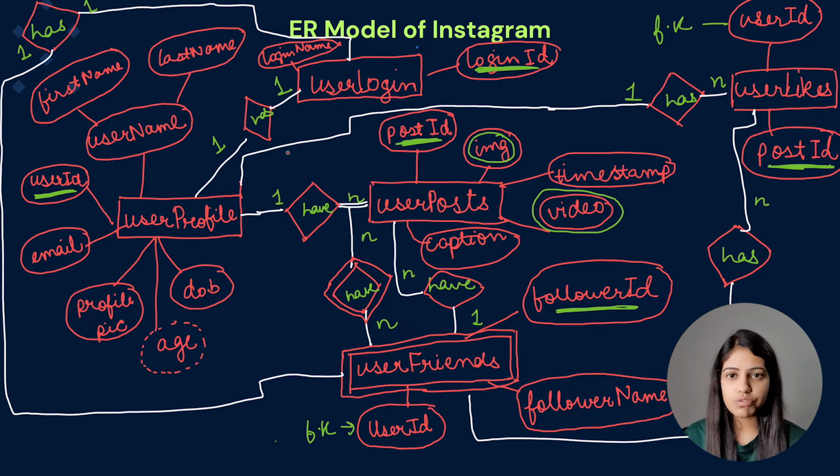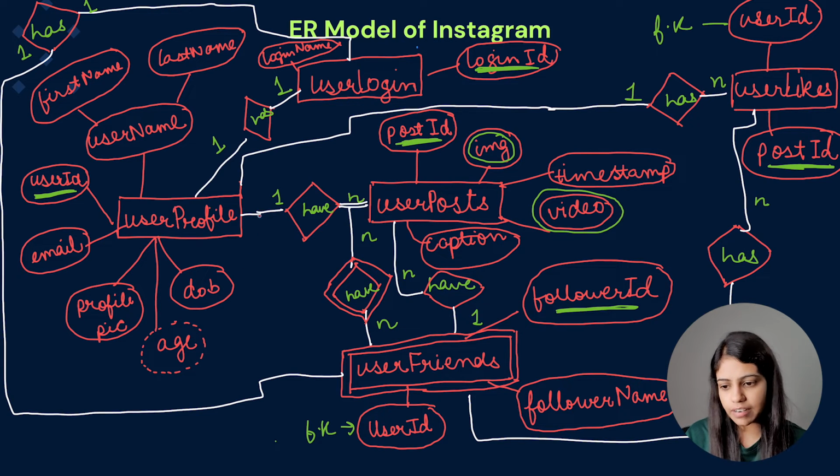So first start with user profile has user login. Every user would have only one set of login details, so there is a one-to-one relationship. Now user login has some attributes such as login ID and login name. Login ID is here serving as a primary key.